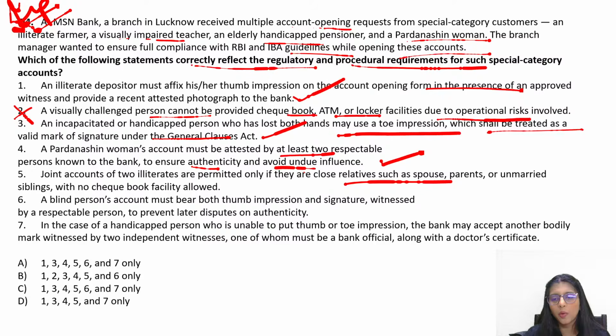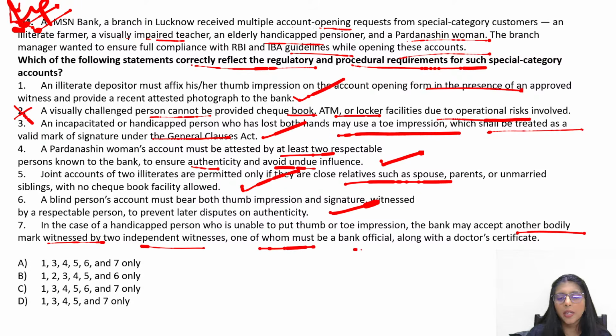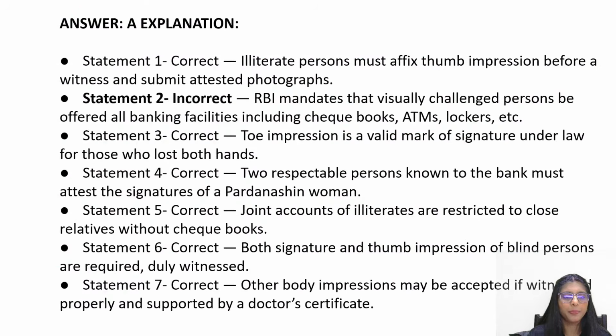Yes, correct. A blind person's account must bear both thumb impression and signature witnessed by a respectable person to prevent later disputes and ensure authenticity. Yes, correct. In the case of a handicapped person who is unable to put a thumb or toe impression, the bank may accept another bodily mark witnessed by two independent witnesses, one of whom must be a bank official, along with a doctor's certificate. Yes, it's correct. Only statement 2 is incorrect. That means options 1, 3, 4, 5, 6 are correct. Option A is the right answer.